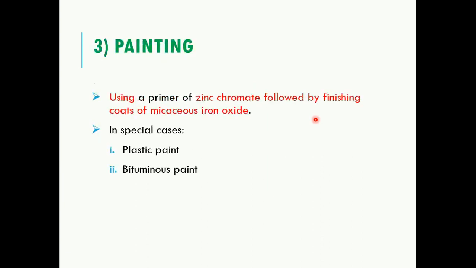And the last one is painting. The common one is painting because it's cheaper. We are using a primer, zinc chromate, followed by finishing coat with iron oxide. In special cases, we also use plastic paint and also bituminous paint to prevent corrosion.